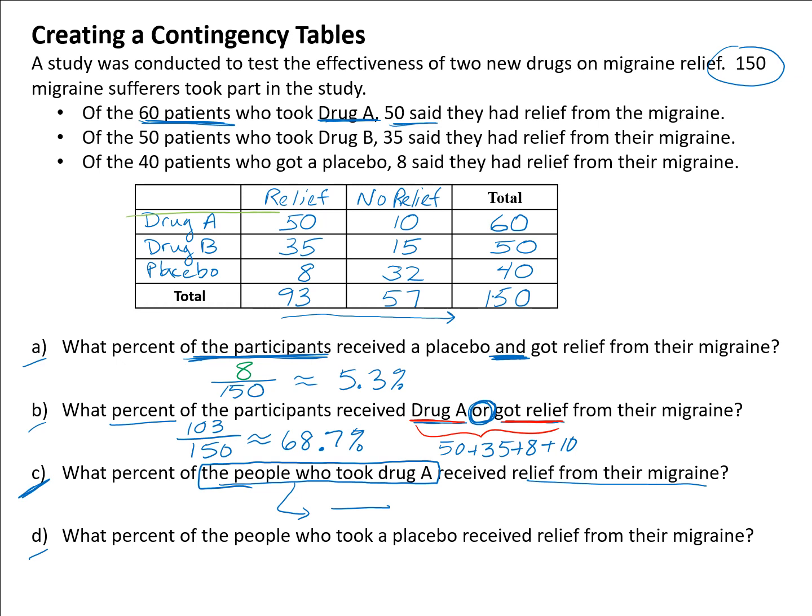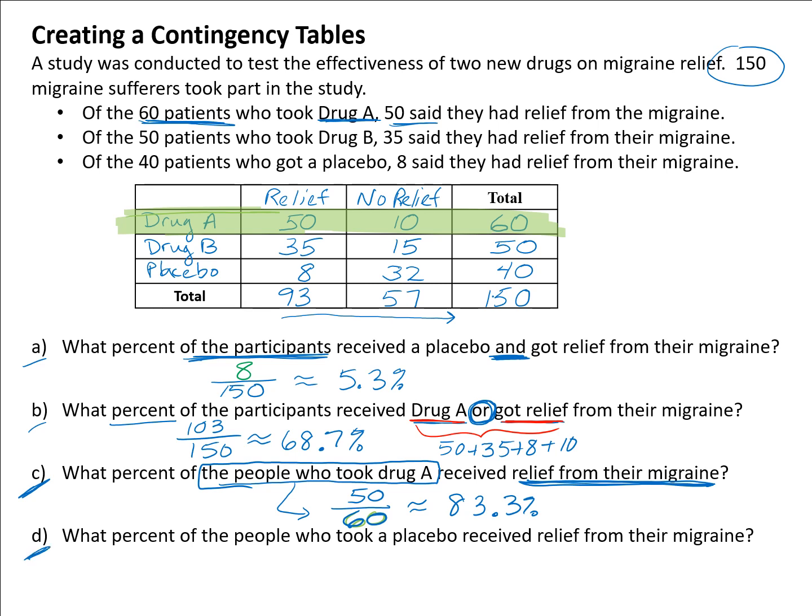So if I look at the first row, drug A had 50 people with relief and 10 people with no relief, for a total of 60. So when I think about a percentage related to those people who took drug A, I'm only really looking at 60 people. And then what we want to know is the percent of those 60 who had relief from their migraine. So there were 50 people who had relief out of 60 who took drug A. So 50 divided by 60, shift the decimal, gives you 83.3%. So 83.3% of those people who took drug A received relief from their migraine.